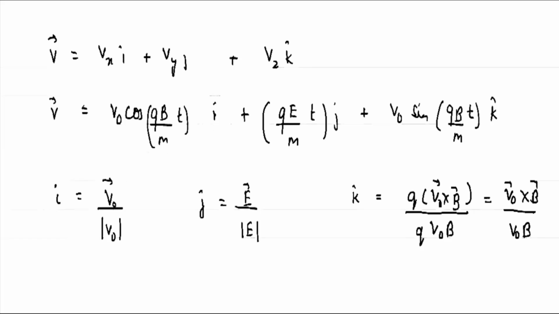So we just need to put the value of i here. This is the final expression for velocity, where i is this, j is the E vector by mod of E, and the k vector, k cap, would be equal to v naught cross B divided by v naught into B.